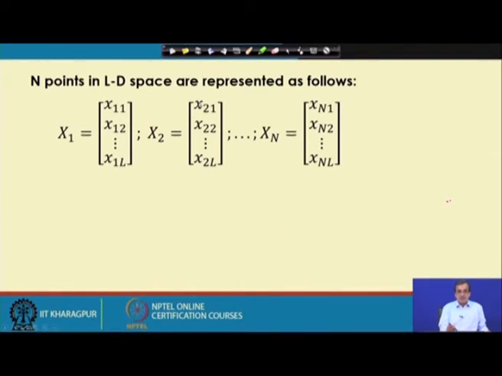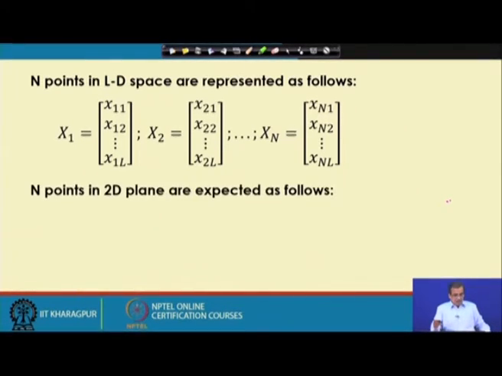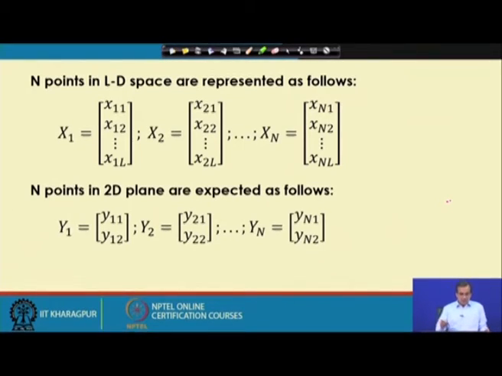Similarly, X2 can be represented as x21, x22, up to x2L, and the last one, capital Xn, is represented as xn1, xn2, and the last term is xnL. This is how to represent capital N number of data points in LD space. Similarly, in the 2D plane, we can represent capital N number of data points as follows.